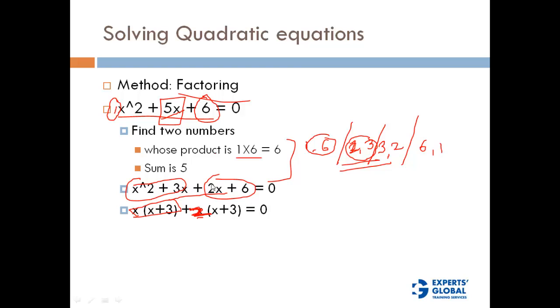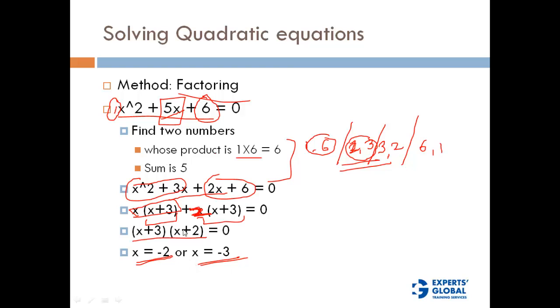We look at these two terms separately. We get x common, x plus 3, plus 2 common, x plus 3. So x plus 3 is again common in these two terms. So what we get is x plus 3 into x plus 2 equal to 0, which means x is equal to either minus 2 or minus 3.